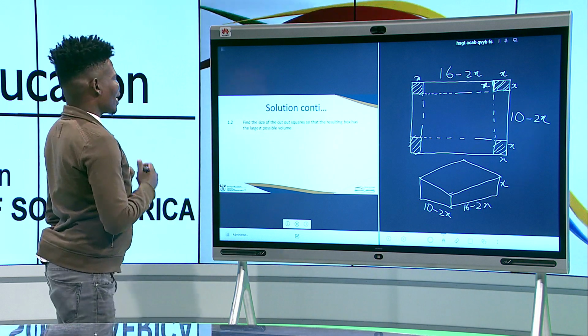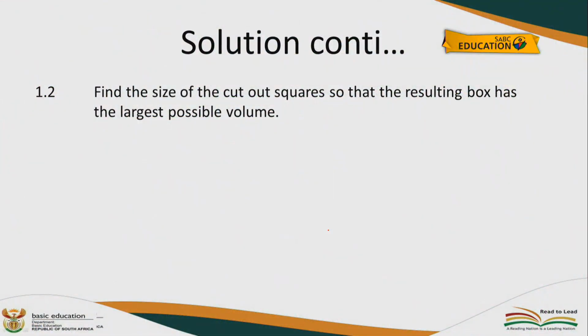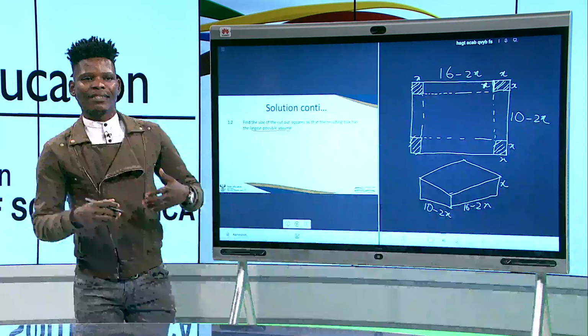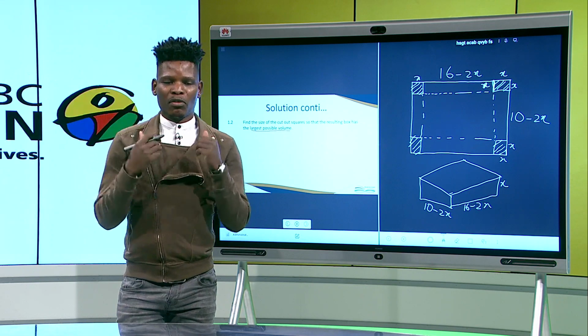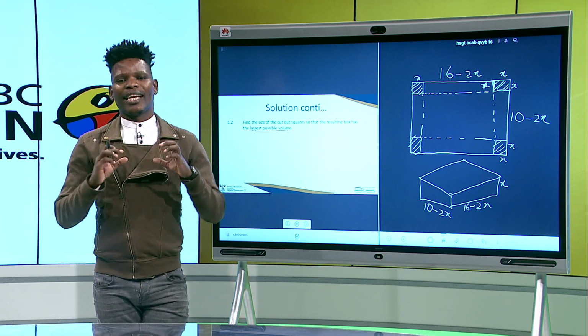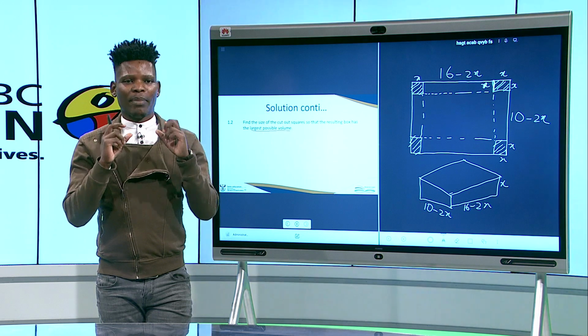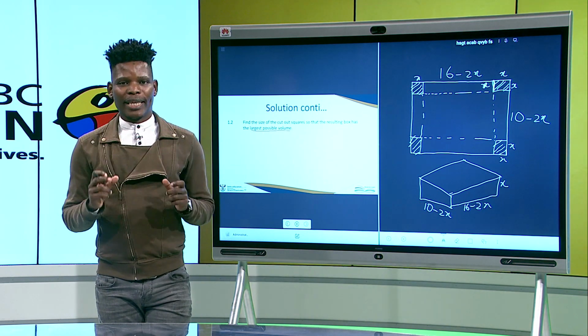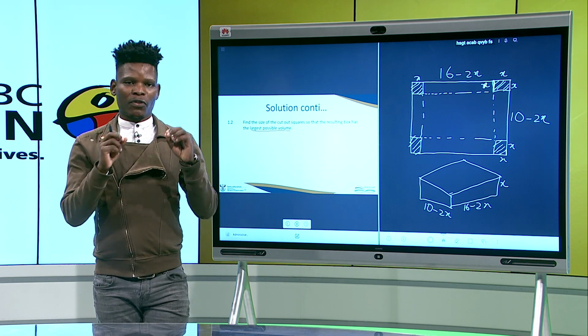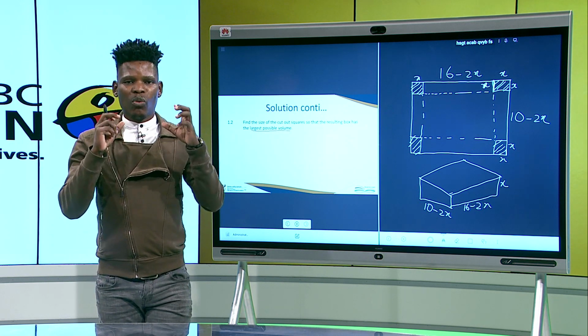We're asked to find the size of the cut out square so that the resulting box has the largest possible volume. Largest possible volume simply means maximum. So they are looking for maximum volume. And whenever you see in a question the word maximum or the word minimum, you should always think one thing: first derivative of your expression equal to 0.